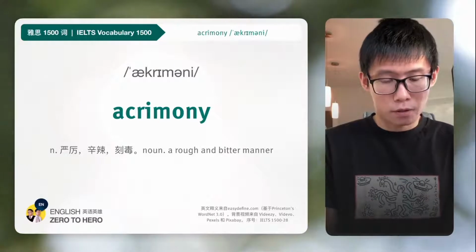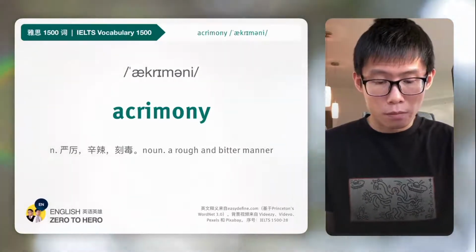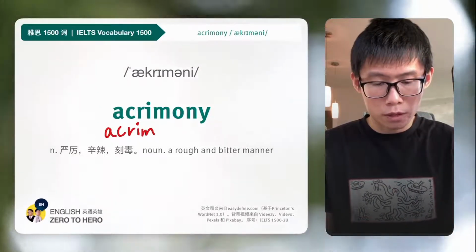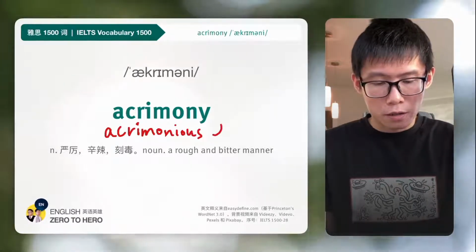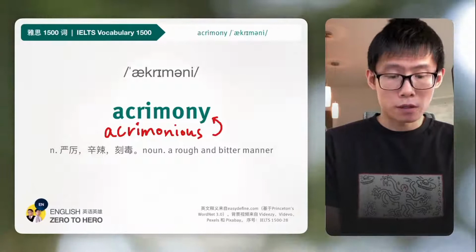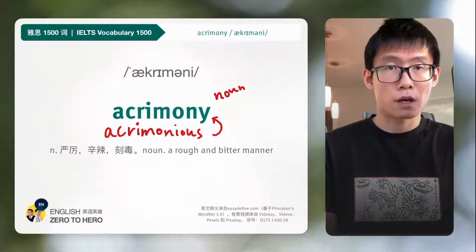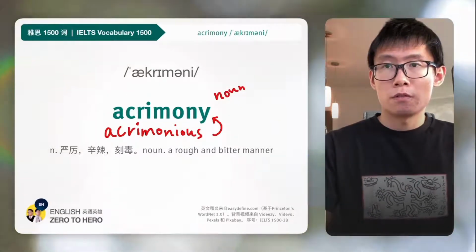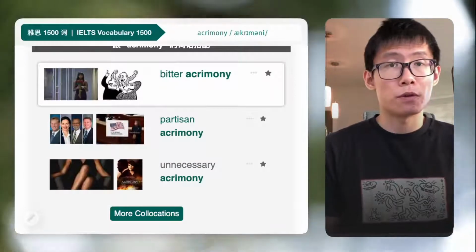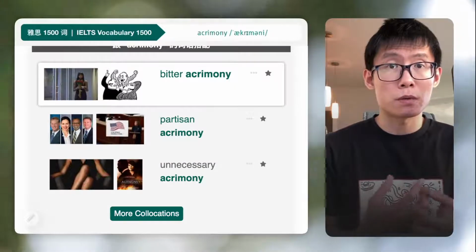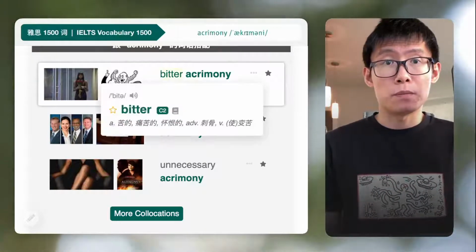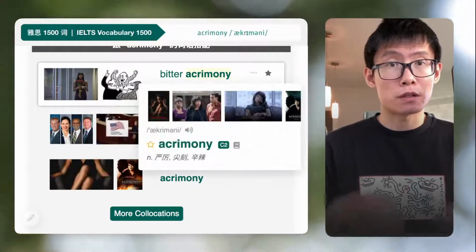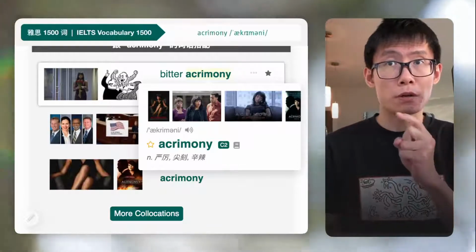Right? When something is very acrimonious, right? We looked at acrimonious before. Then it's got a lot of acrimony. So that's the noun form of acrimonious. For example, if you have a very bitter discussion with someone, if you have a very acrimonious discussion with someone, you can have bitter acrimony, right? So that discussion is filled with bitter acrimony.